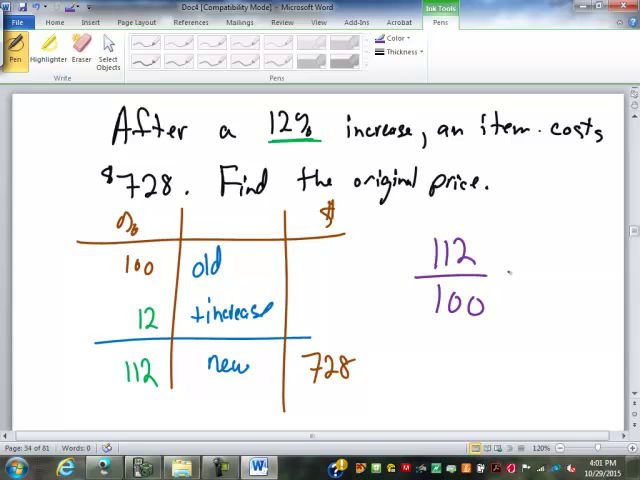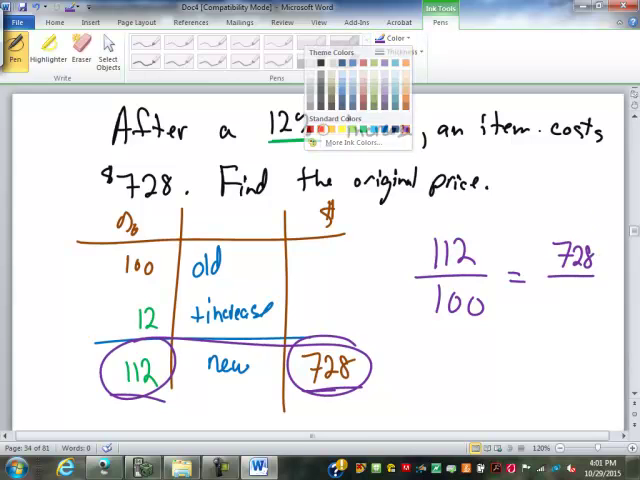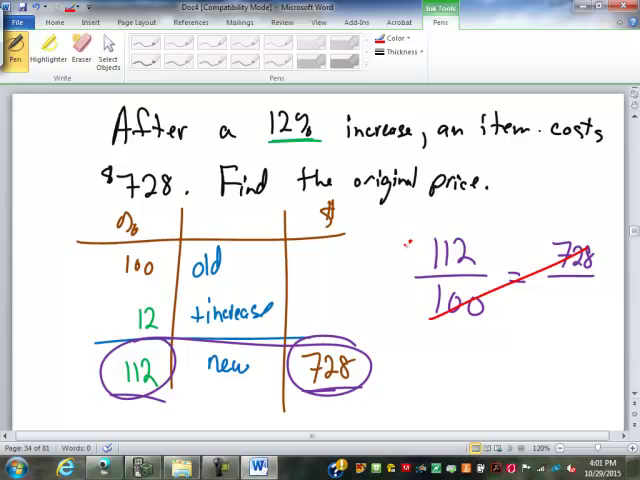So 112 out of 100. Where does the 728 go? Yeah, it goes with the 112, because it's both describing the new price. So we cross multiply. 100 times 728 divided by 112 is $650. The old price is $650.